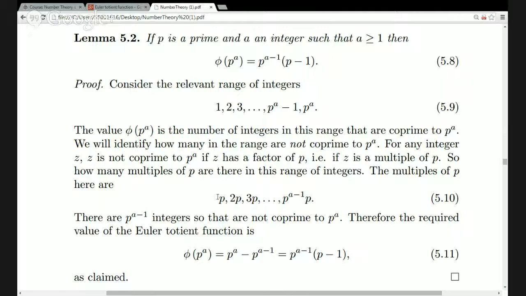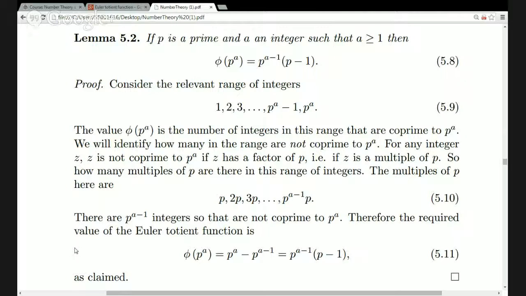How many numbers have I written down there? Well, I'm not sure. It's got dot, dot, dot in the middle, but when you look at it closely, you can see that they're counting themselves. I've got 1p, 2p, 3p, all the way up as far as p to the a minus 1 times p. So the number of numbers on that list is p to the a minus 1, isn't it? Because they're counting themselves: 1, 2, 3, 4, 5, up as far as p to the a minus 1. All those multiples of p. So we're striking out p to the a minus 1 numbers off that list.